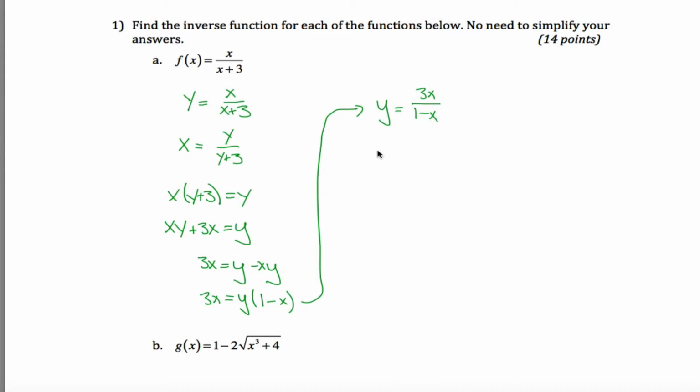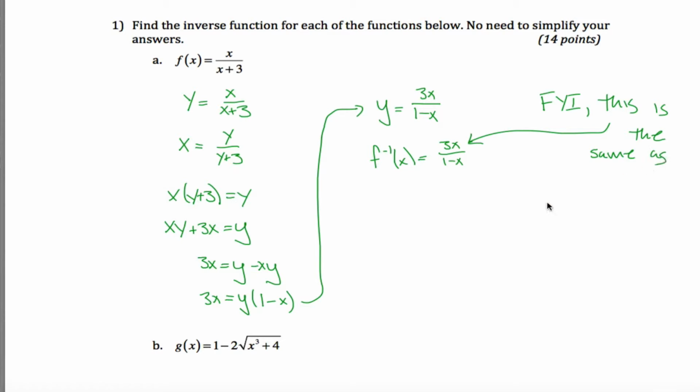And technically, to finish up the problem, I should make it f inverse of x is equal to that thing, 3x over 1 minus x, and call that my answer. Maybe FYI, this is the same as negative 3x divided by x minus 1, or negative 3x divided by negative 1 plus x, or I'm sure there's lots of other ways you could write it as well.